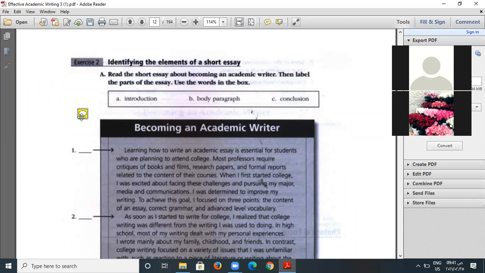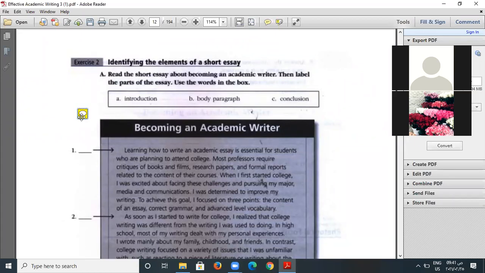Let's see number two. Most professors require critiques of books and films, research papers, and formal reports related to the content of their courses. When I first started college, I was excited about facing these challenges and pursuing my major, media and communication. What do we consider these sentences? Background information.